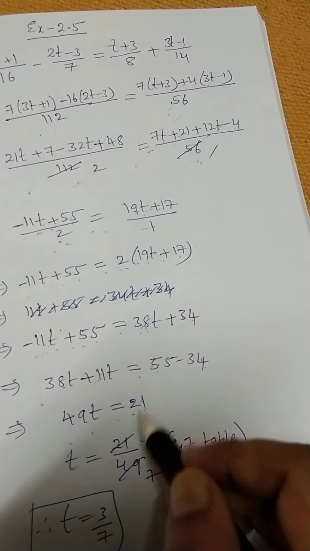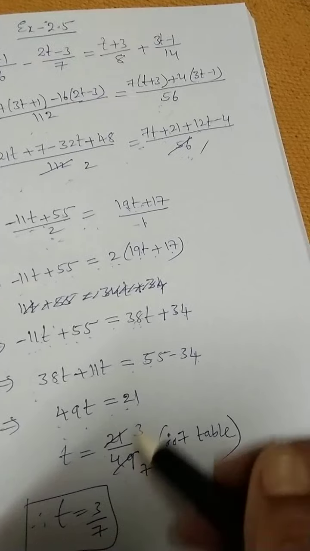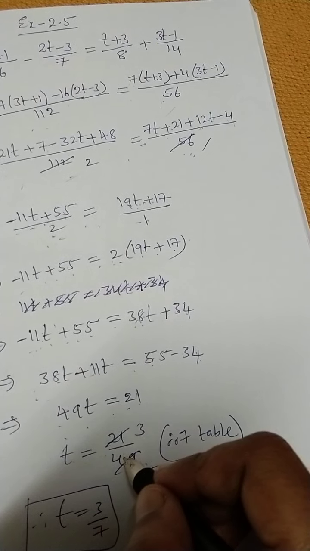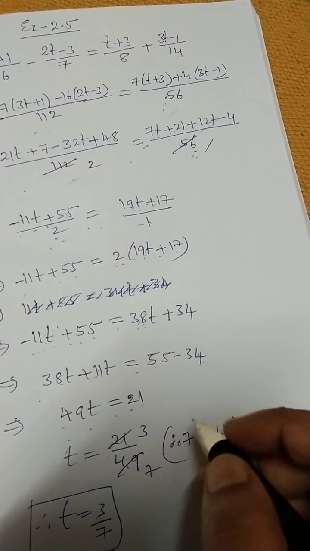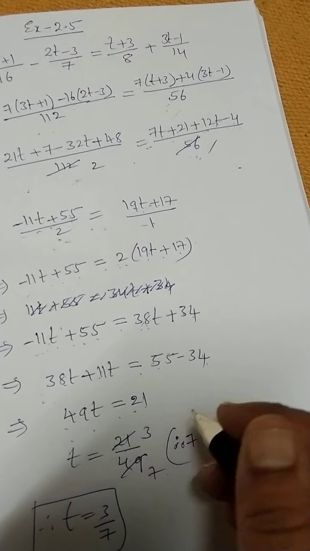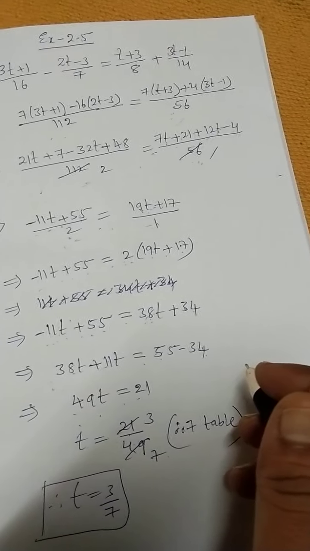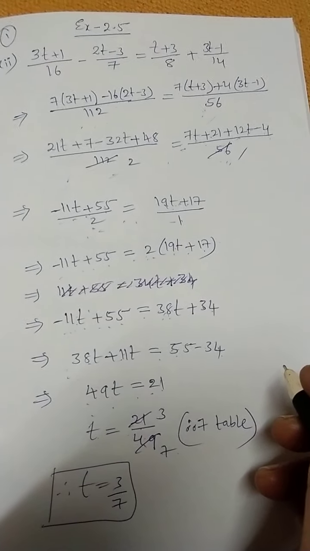Now t is equal to 21 by 49. Now 7 sevens are 49, 7 threes are 21. Therefore t is equal to 3 by 7. I hope you understood.